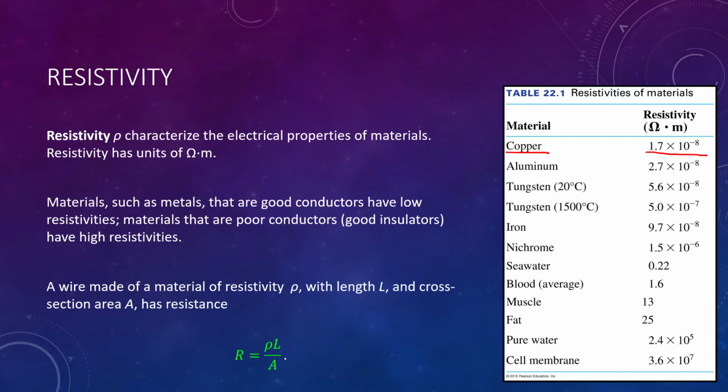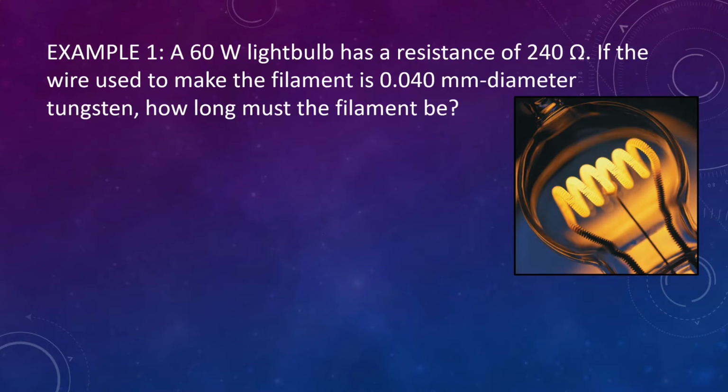So let's go ahead and hop right into an example using this equation so we can fully understand it. There is one thing I meant to include here, but the problem says we have a 60-watt light bulb with a resistance of 240 ohms. If the wire used to make the filament in the light bulb is 0.04 millimeters in diameter and made out of tungsten, how long must the filament be?